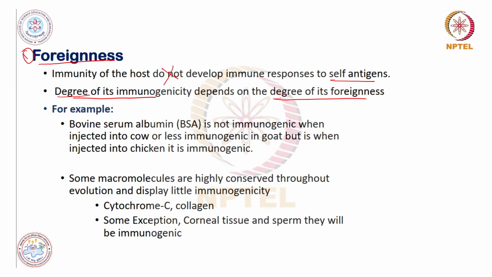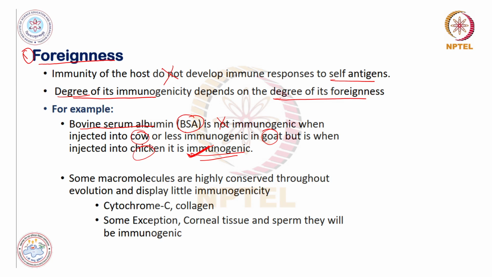For example, bovine serum albumin, which is BSA, is not immunogenic when it is injected into cow, or it is less immunogenic in goat. But when injected into chicken, it is immunogenic. Why? Because for the host, this bovine serum albumin is taken from the cow. So it is not immunogenic in cow. And in goat, it is less immunogenic because of the similar nature. But when it is injected into chicken, it is highly immunogenic because of the difference of the host. For chicken, it is highly foreign. So its degree of immunogenicity depends on the degree of its foreignness.